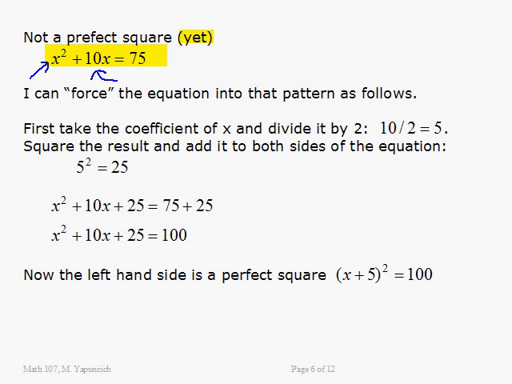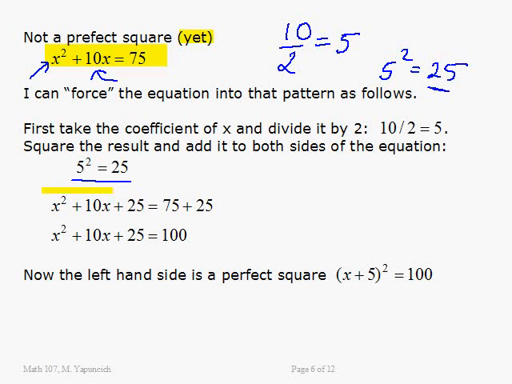We take whatever's multiplying the x, the 10, the coefficient of x, divide by 2, and that'll give me 5. Take the 5 and square it and get 25. So we add 25 to both sides. And this is the result. On the left-hand side, we have x squared plus 10x plus 25, which is a perfect square.